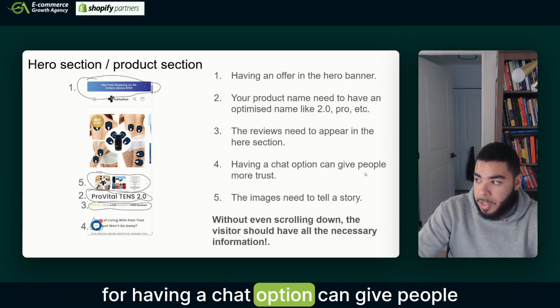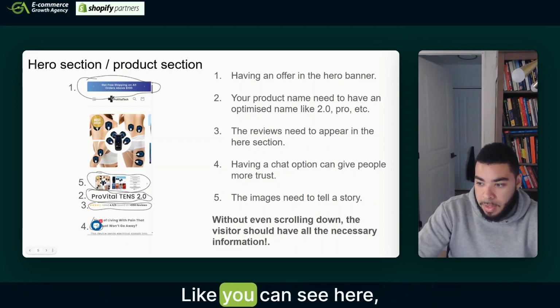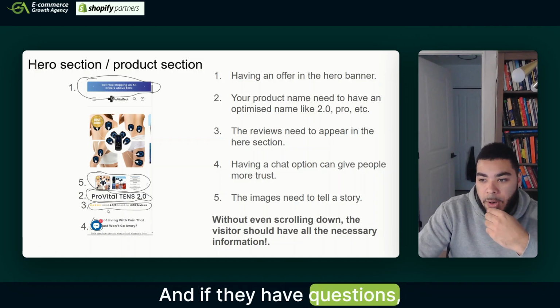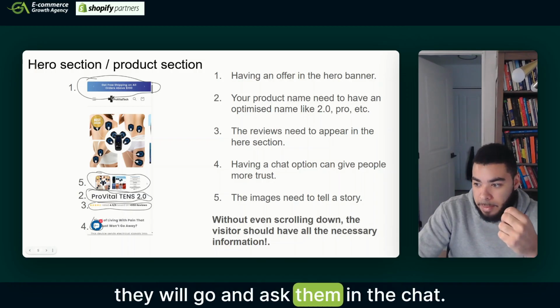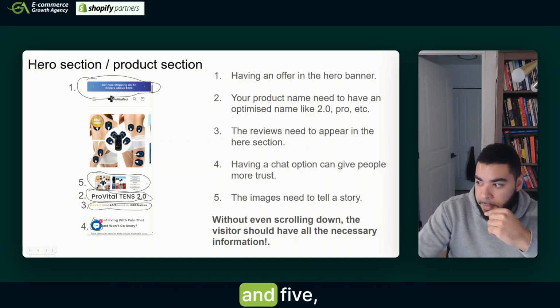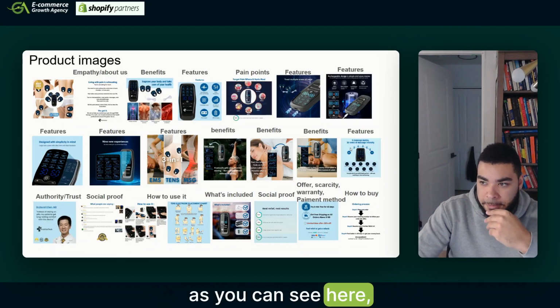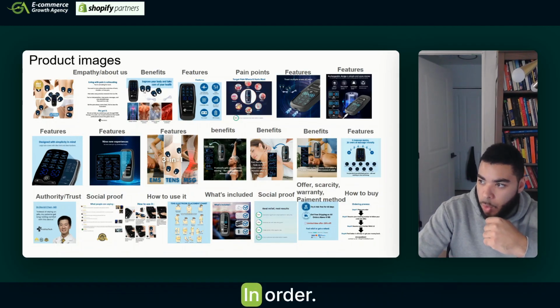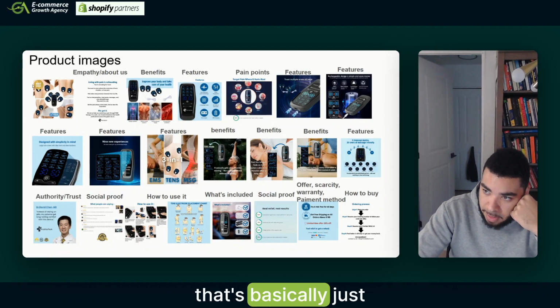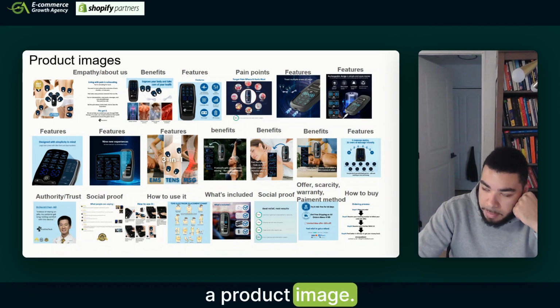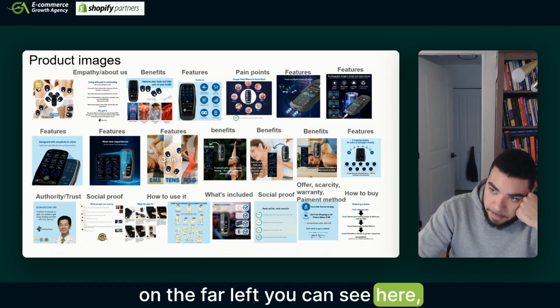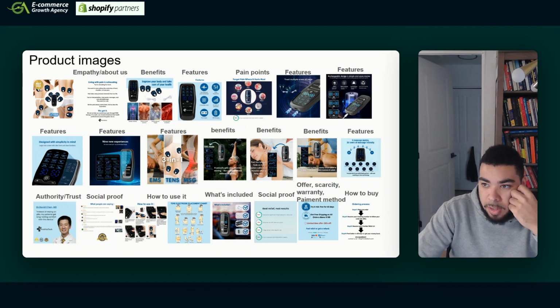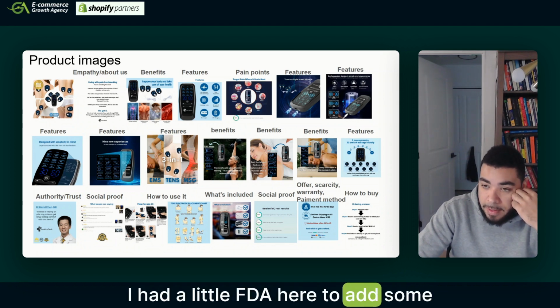Fourth, having a chat option can give people more trust, like you can see here. If they have questions, they will go and ask them in the chat, and that's really important. And fifth, the images need to tell a story. What do I mean by that? These are all the images on my product when you scroll, in order. The first is basically just a product image. On the far left, I added the bestseller tag, which converts well, and a little FDA badge to add some trust.